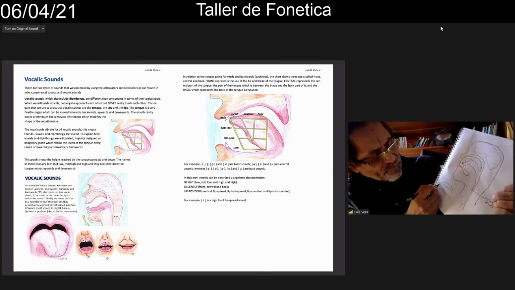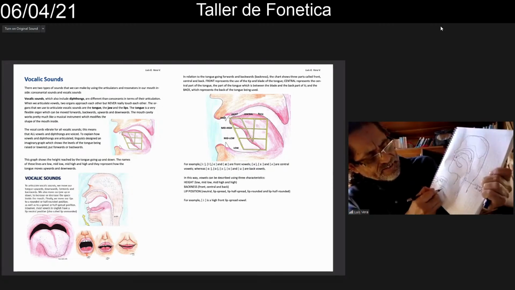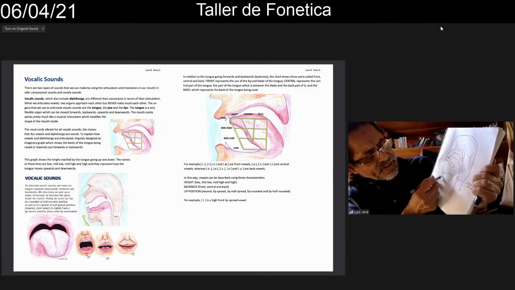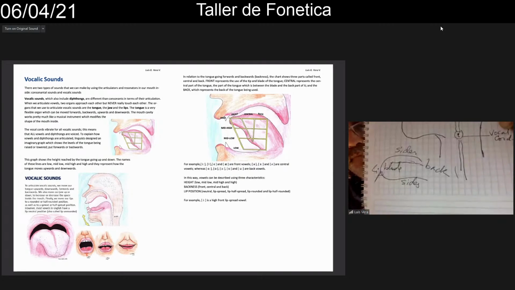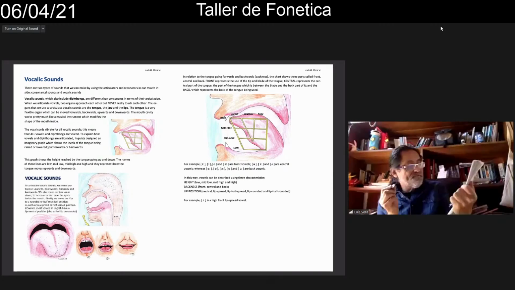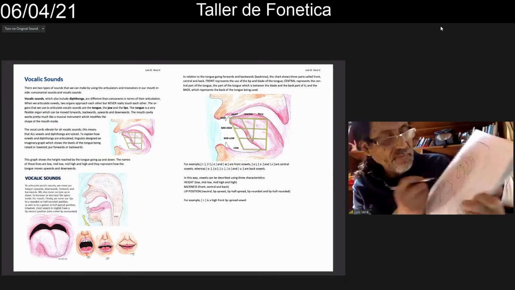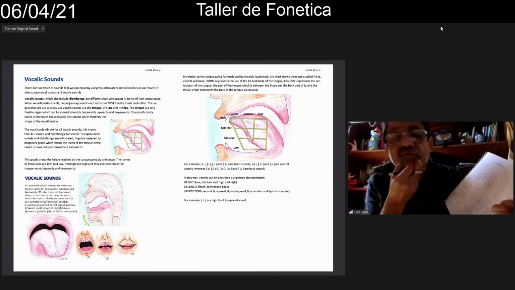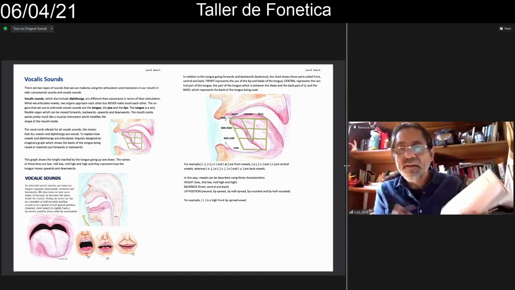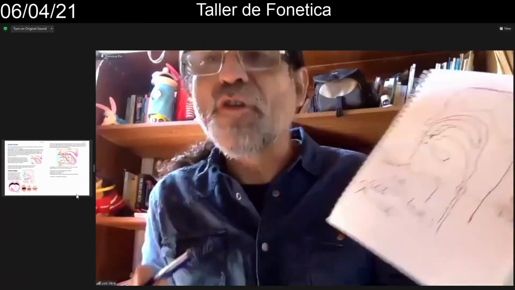We have the tip, blade, sides, the other sides here, sides, and back. This is what we use of the tongue, right? Yeah. And then what else? We have the jaw. This is the jaw, of course, the jaw, because it permits getting the door more open or more closed.